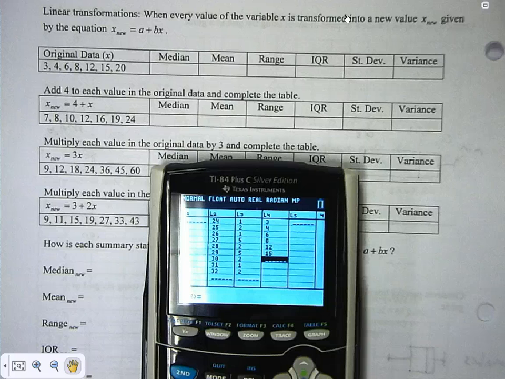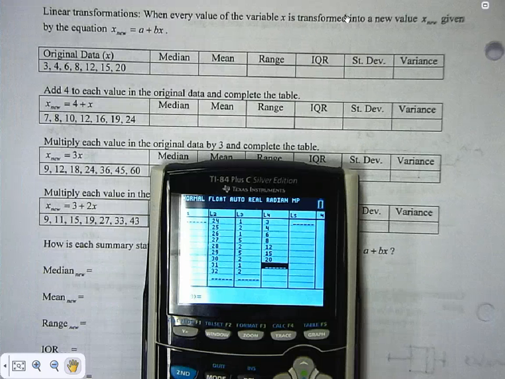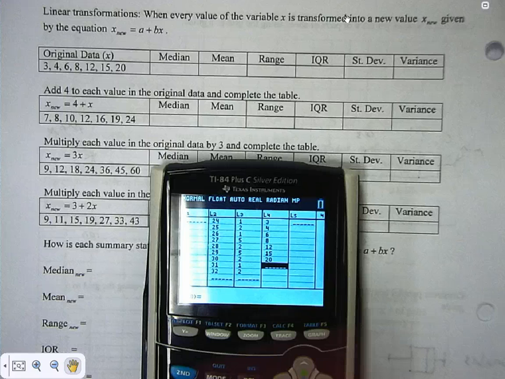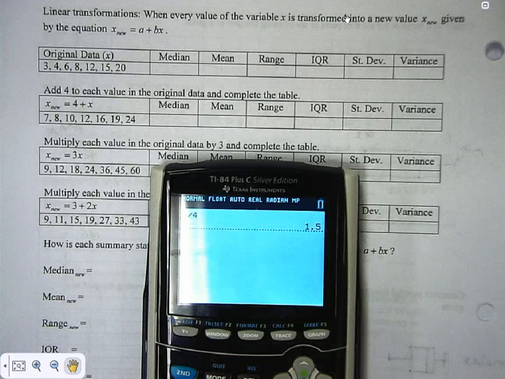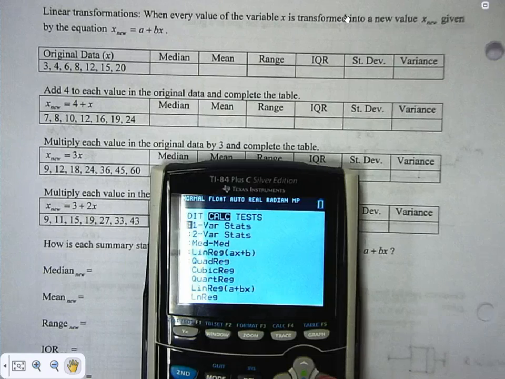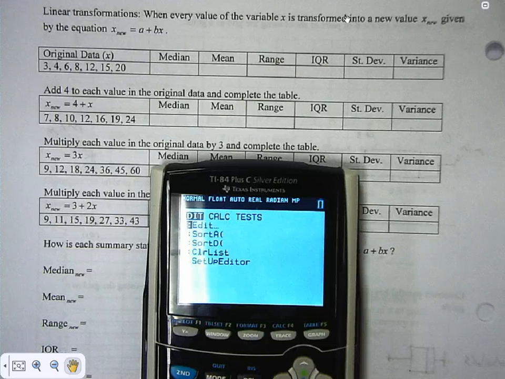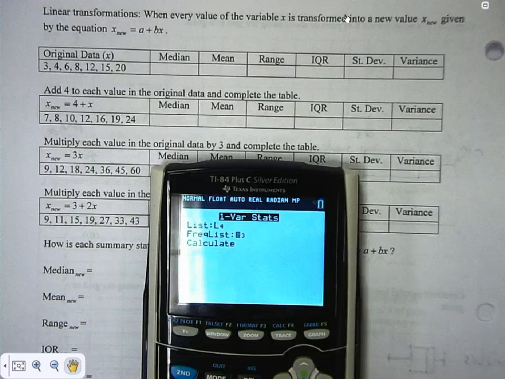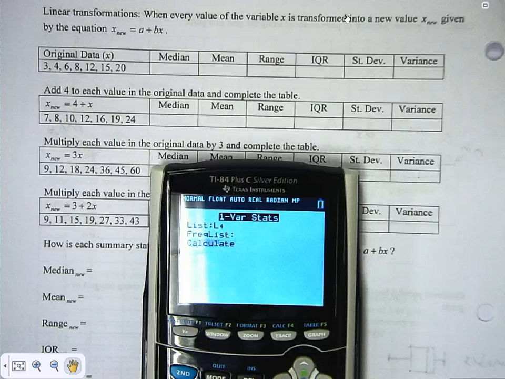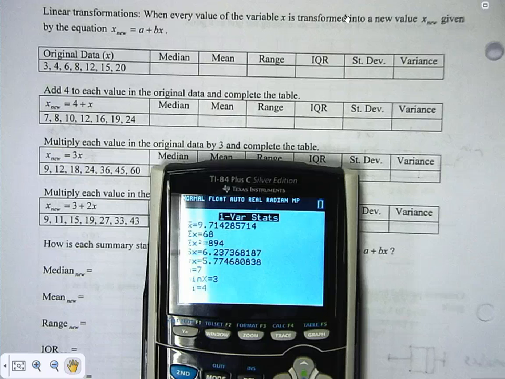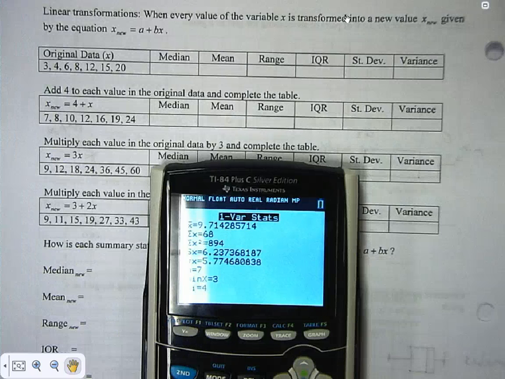Because when you have a list, you can start to get all of these numerical values very, very quickly, right? So mine's in list 4. You can put yours wherever you want. So remember, we go to stat, calc, one variable stats, and I need list 4. I don't need a frequency list. And I want to calculate all of my one variable stats. Okay? And so when I do, I can write down these values.